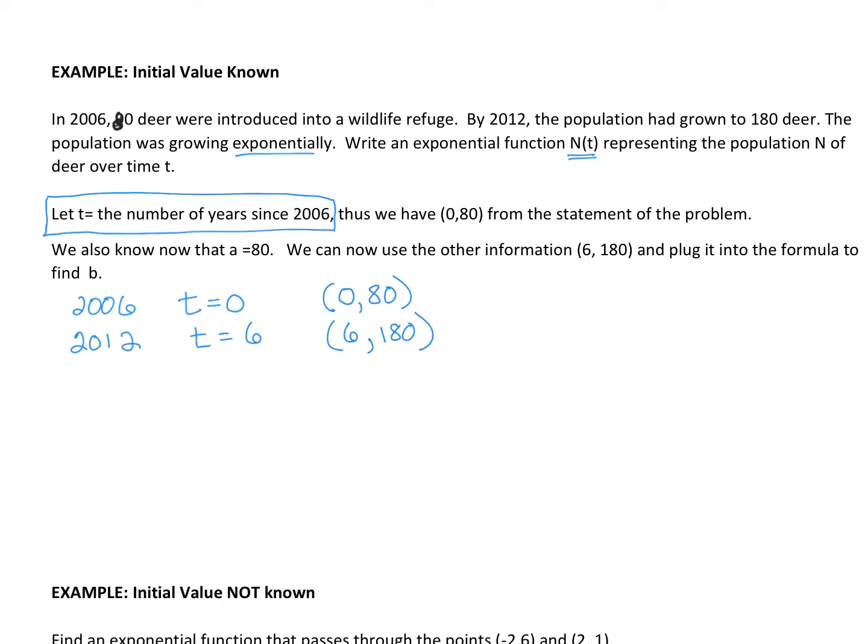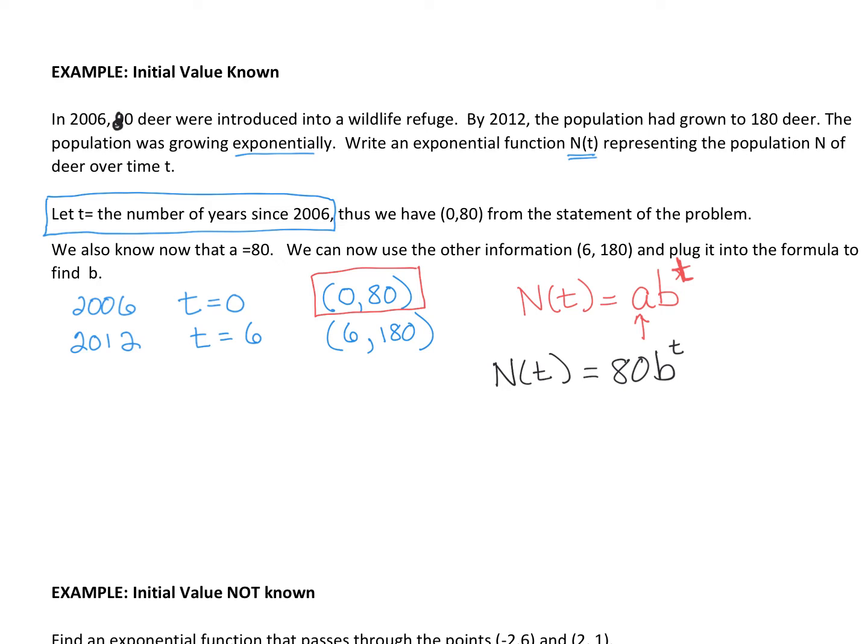We're also told that this population, N of t, is going to grow exponentially, so it's going to have the form a b to the x. And because we have an ordered pair (0, 80), we know that our a value should be 80. So we're going to start here with N of t equals 80 b to the t. Since I'm using the variable t, this should be t up here.